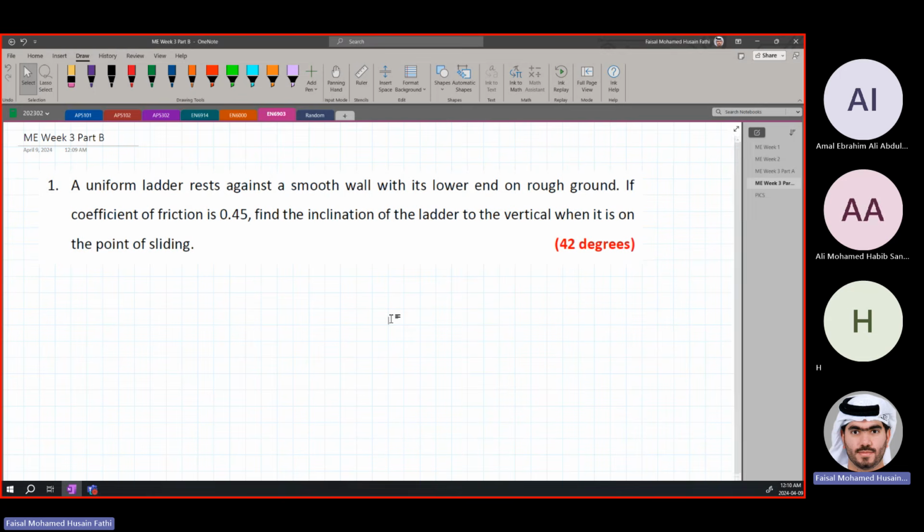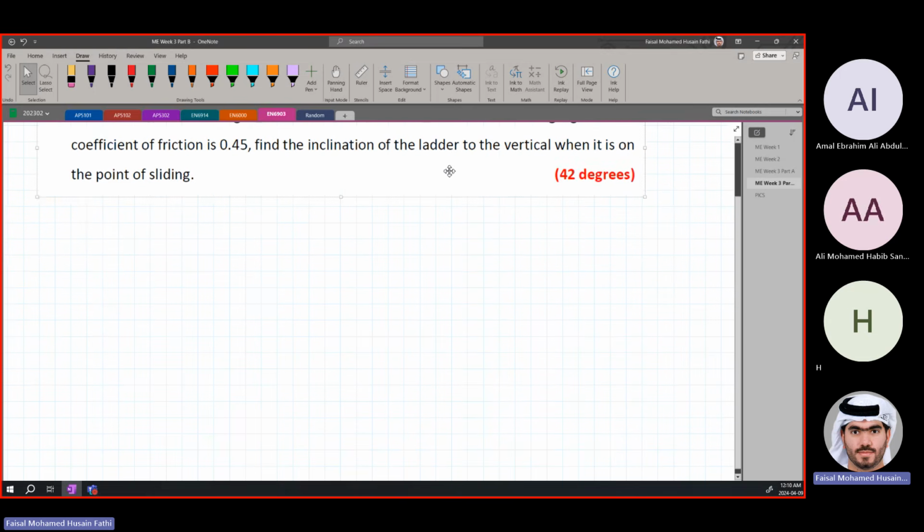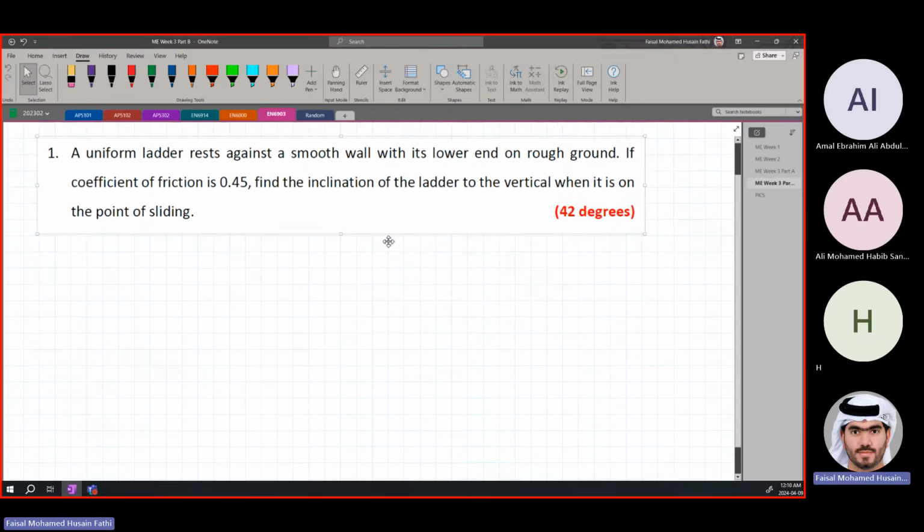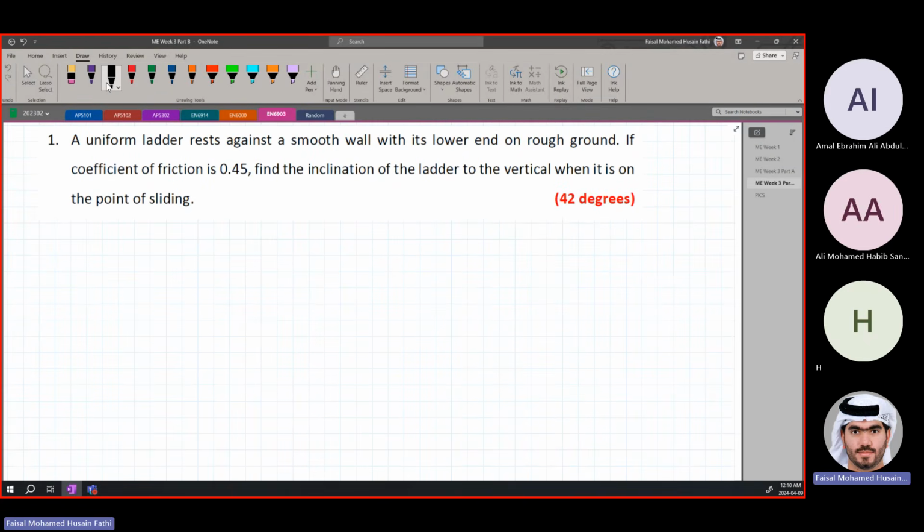A uniform ladder. When they say a uniform ladder, meaning the weight of it is normal. It won't be heavier at the top or heavier at the bottom. A uniform ladder rests against a smooth wall with its lower end on a rough ground. Okay, what does this mean? So first, let's draw it.